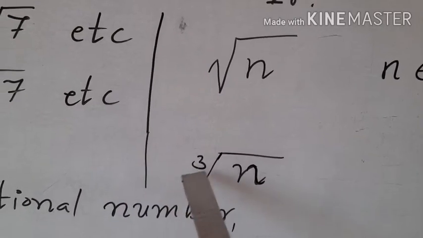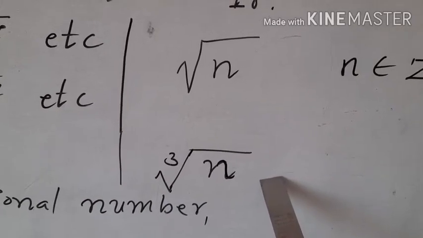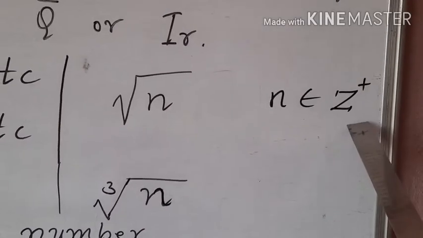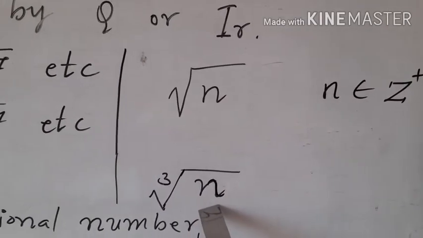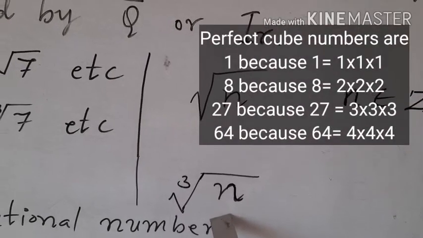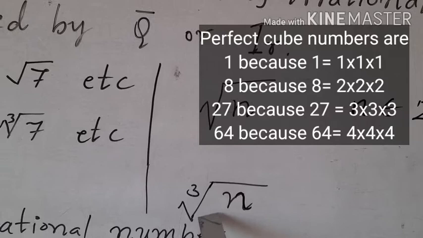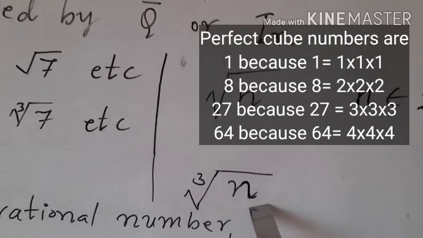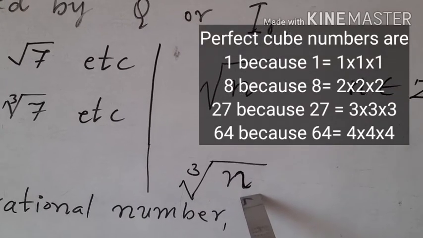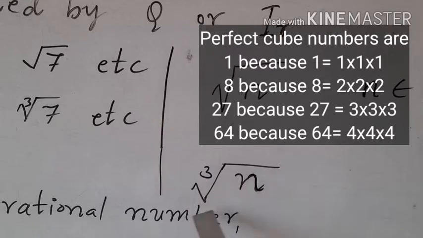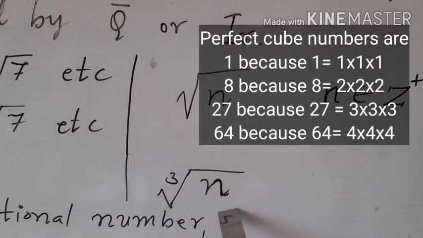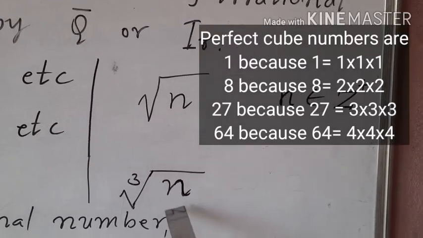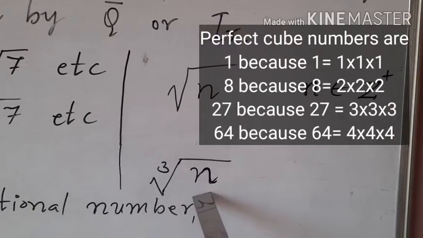If cube root of n is an irrational number, then there are conditions. That is, this n should be a positive integer, and this n should not be a perfect cube. What is the meaning of perfect cube? Any number written as the product of three equal integral factors is called a perfect cube. Therefore, children, if any number written under the cube root is to be called an irrational number, this n should be a positive integer and this n should not be a perfect cube.